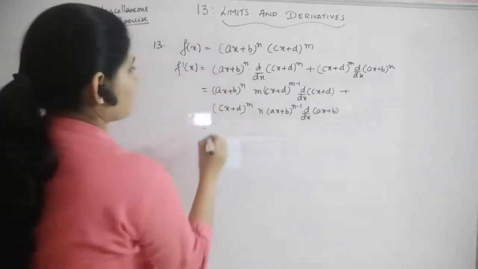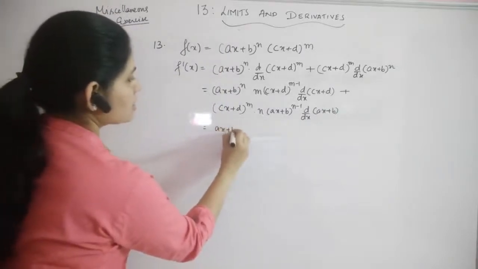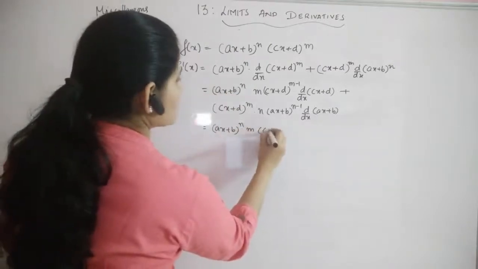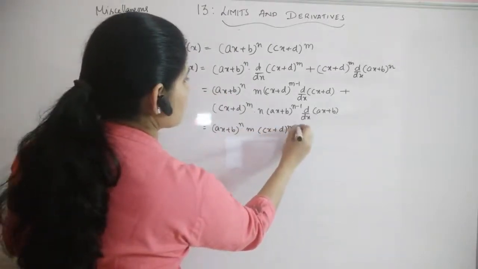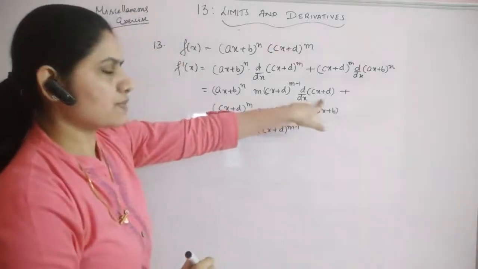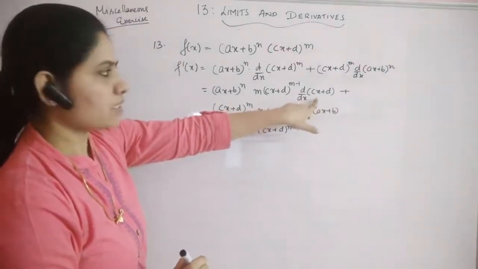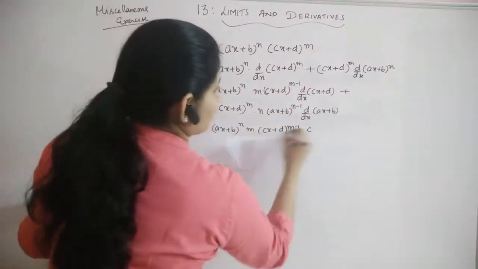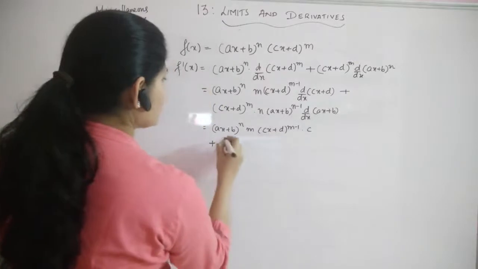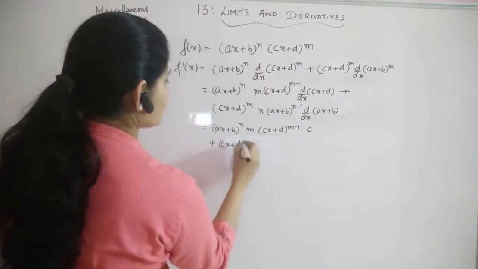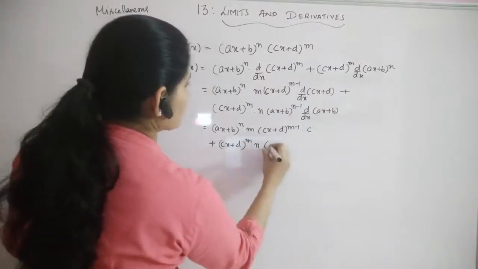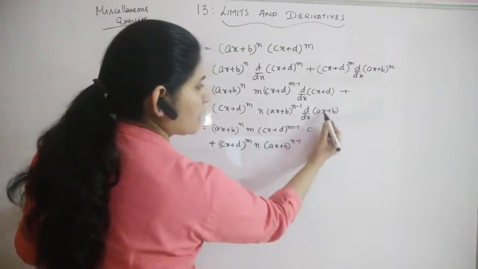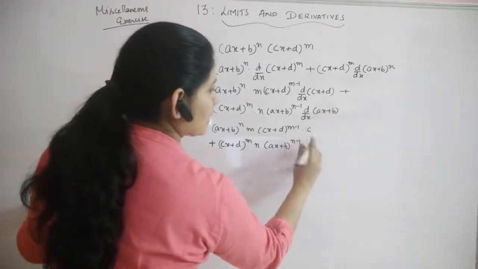Okay, now this is written as such, that is the first term, into here you have m into cx plus d the whole raised to m minus 1. Now what is the derivative of cx plus d? You will get only c. c into derivative of x, 1, derivative of d is 0. So you will get c, okay, plus cx plus d the whole raised to m into n into ax plus b the whole raised to n minus 1 into derivative of ax plus b, which will give you a, right?